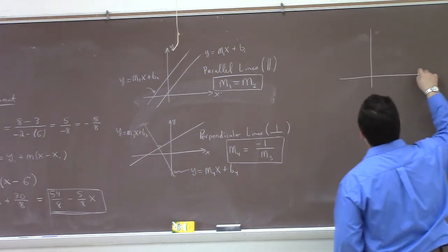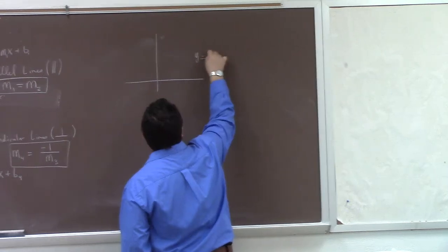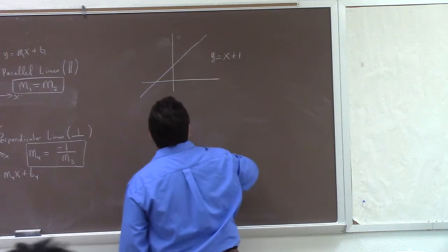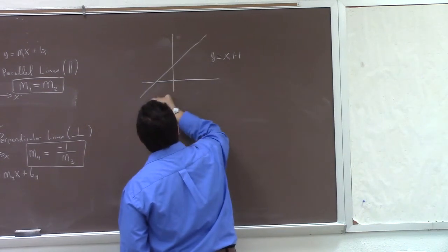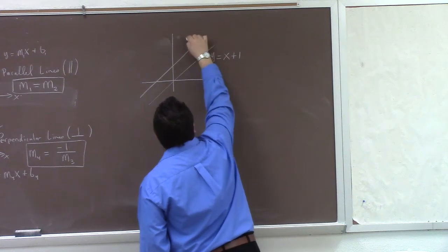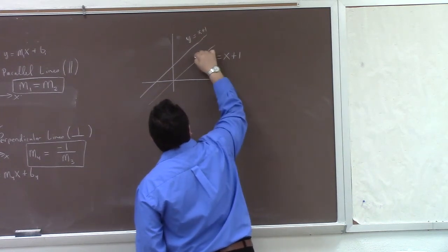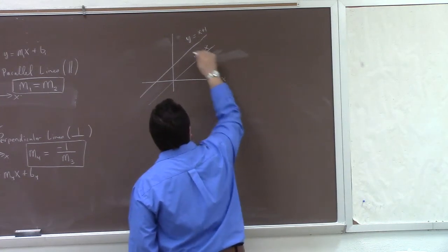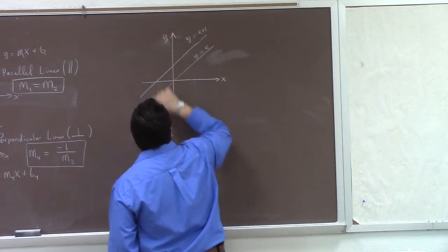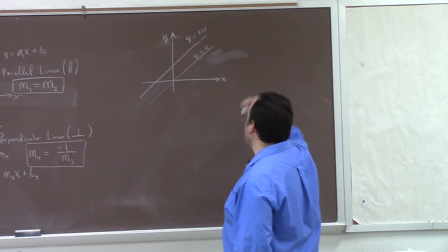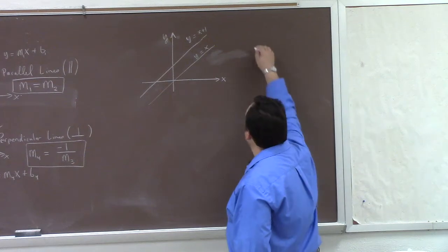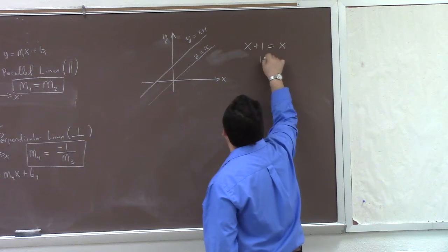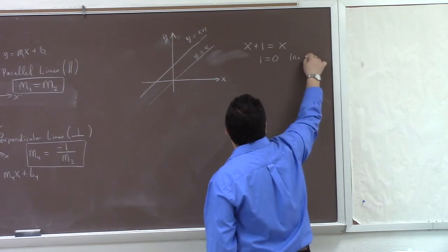So start out with an easy one. y equals x plus 1, right? And how about y equals x? These are parallel, I think. And as you were saying, they never intersect. If you try to solve x plus 1 equal to x, that gives you 1 equals 0, which means there's no solution, right?